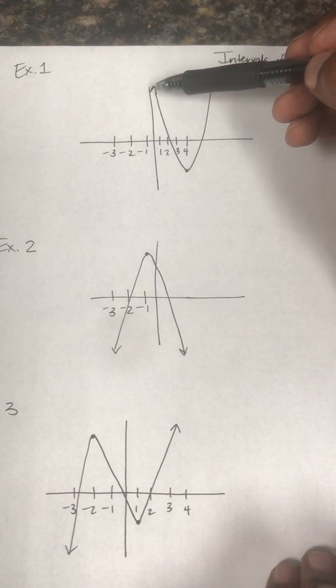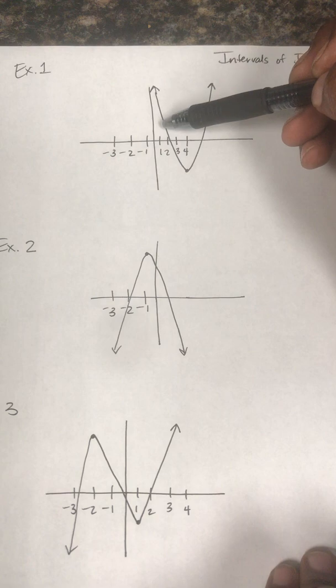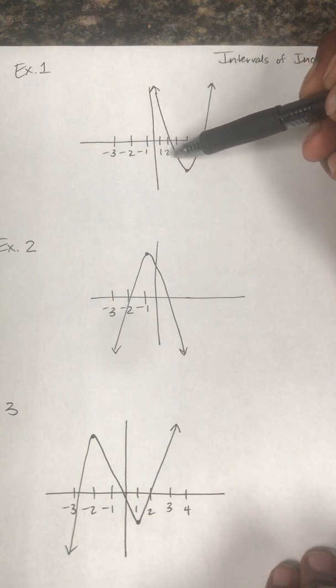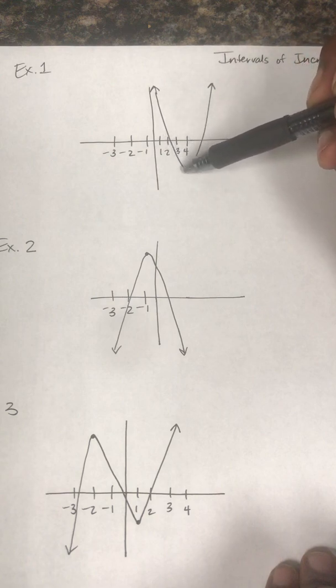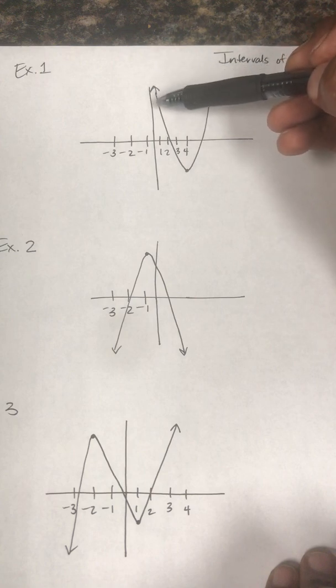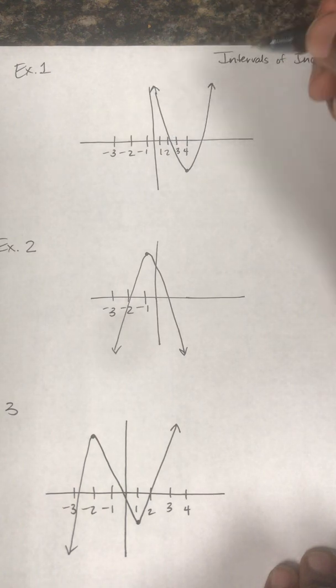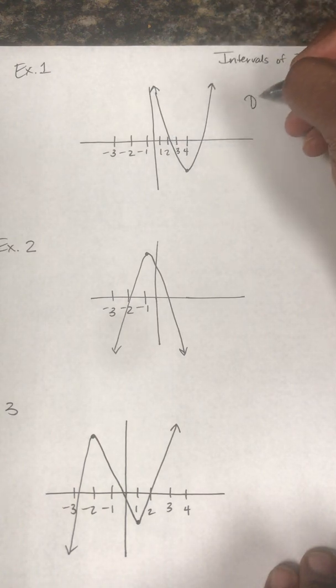So, the first thing we want to do is look at this graph and start on the left side of it. So I'm going to start here where this arrow is, and basically I'm going to trace it. And as I'm tracing it, I notice that my pen is going down. So as I'm moving from left to right, my pen is going down. So this is an interval of decrease. So we're going to start off with decrease.